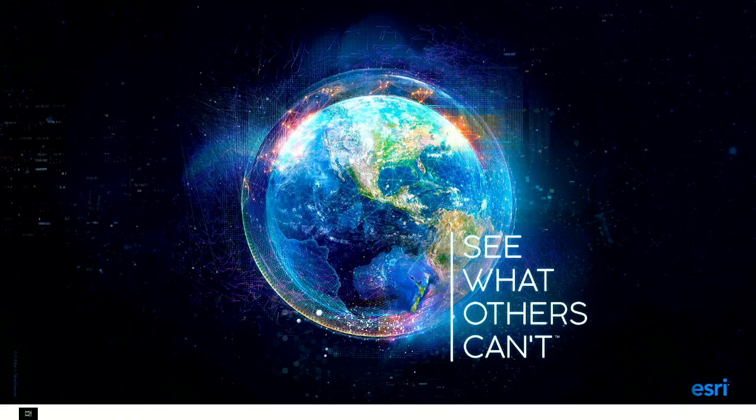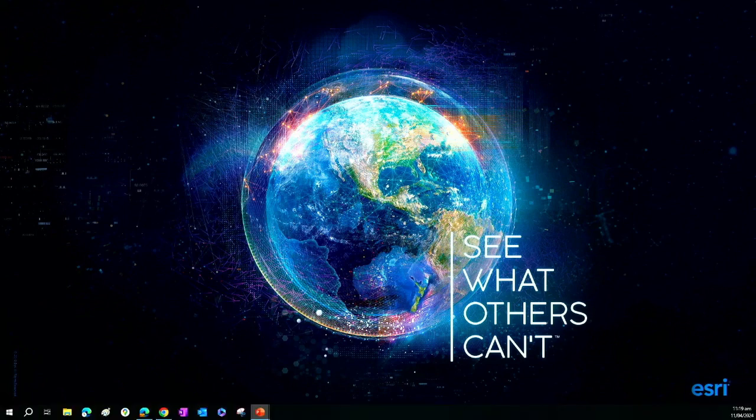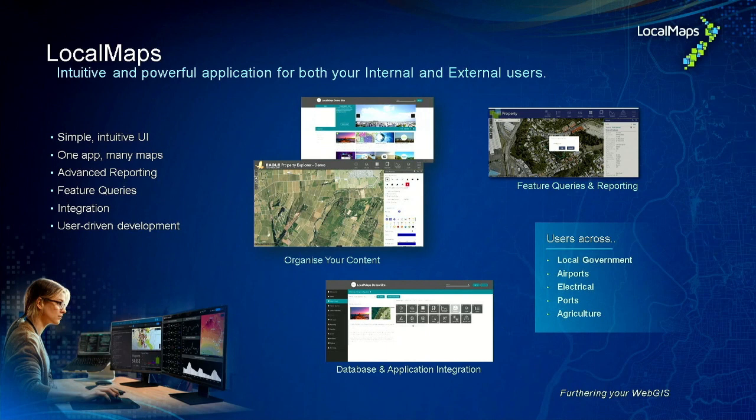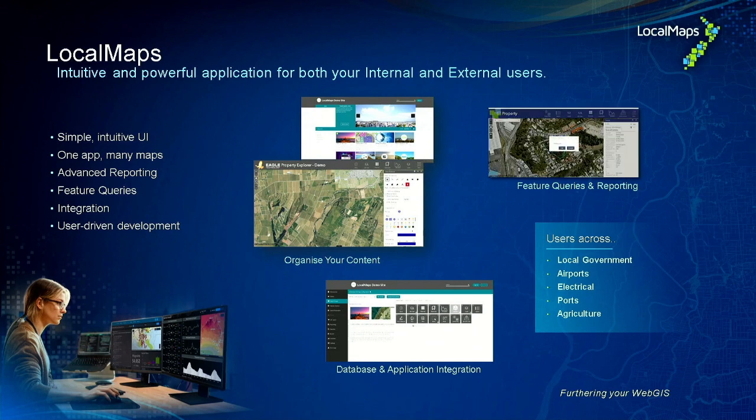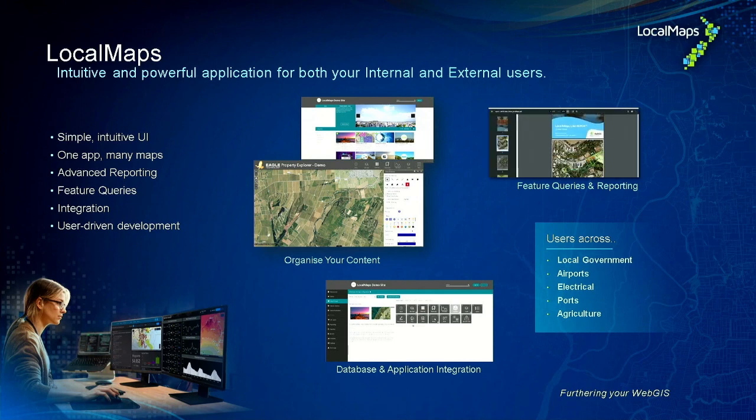Hello, everyone. To expand on what Scott mentioned, LocalMaps is a powerful web-based solution for organizing, viewing, querying, and sharing your spatial data. It comes with an intuitive user interface, advanced reporting functionality, flexible configuration, and integration options. Feature queries can be configured on top of your web maps, which can give additional information to your end users through the LocalMaps viewer. It is used widely in local government sectors, airports, utility, ports, and property sectors.